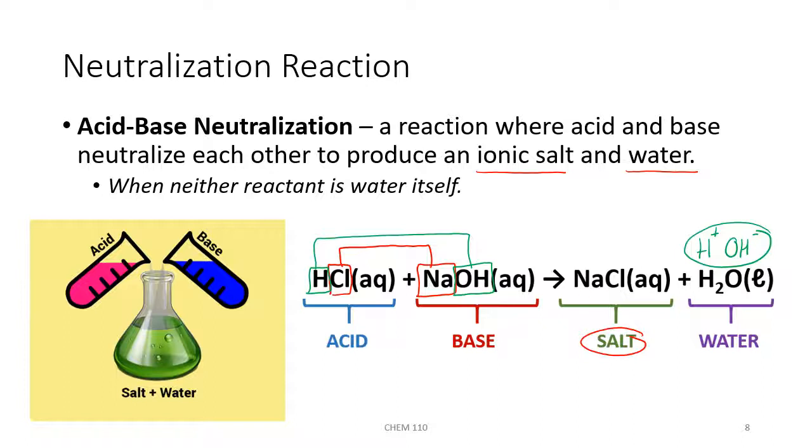Just a reminder, an ionic salt is the name for any ionic compound, and ionic compounds are made up from metals and nonmetals together, or metals with polyatomic anions, because those are ionic in nature.